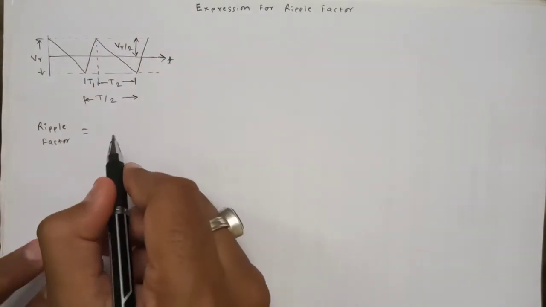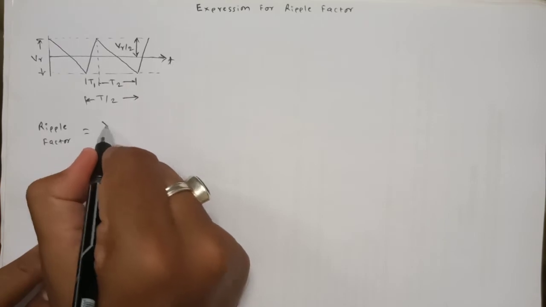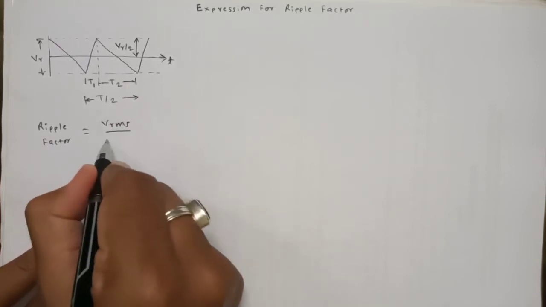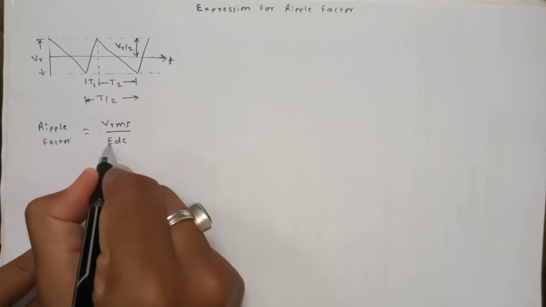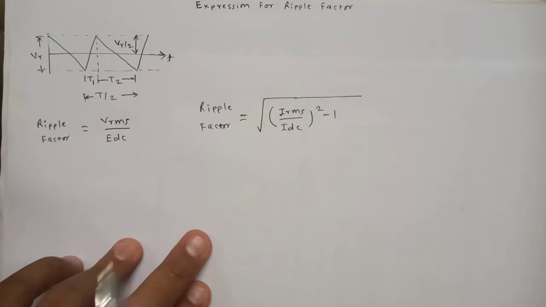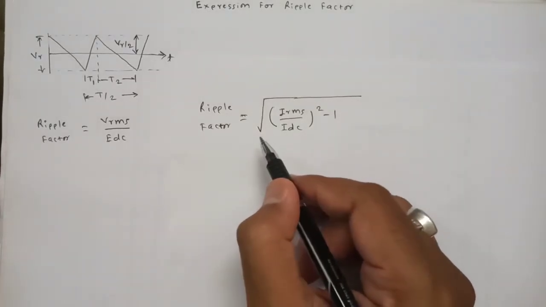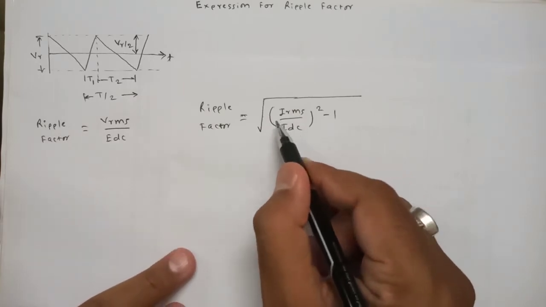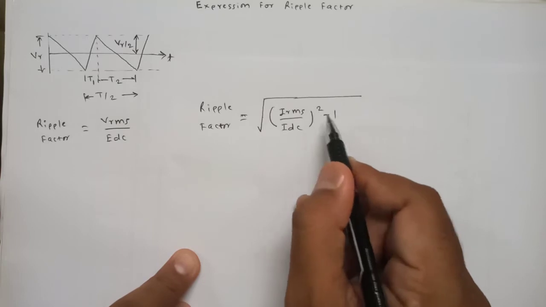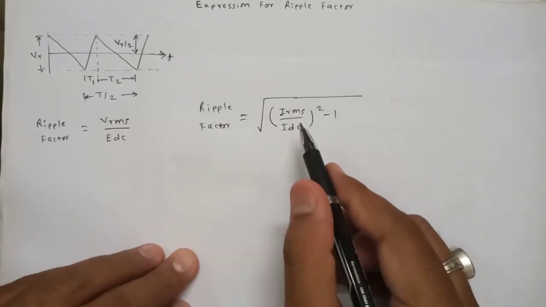Another thing is that we are going to use the new equation for ripple factor, which I will write like VRMS divided by EDC. Now from where this equation came, I will explain on another slide. Actually, we have derived this equation earlier. The ripple factor is given by the equation under root in bracket IRMS divided by IDC bracket square minus 1. But here we will use the voltages instead of current.